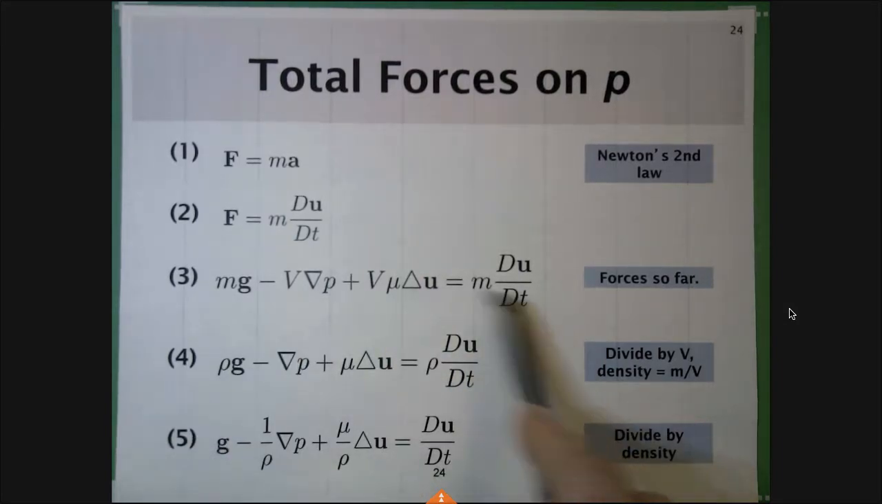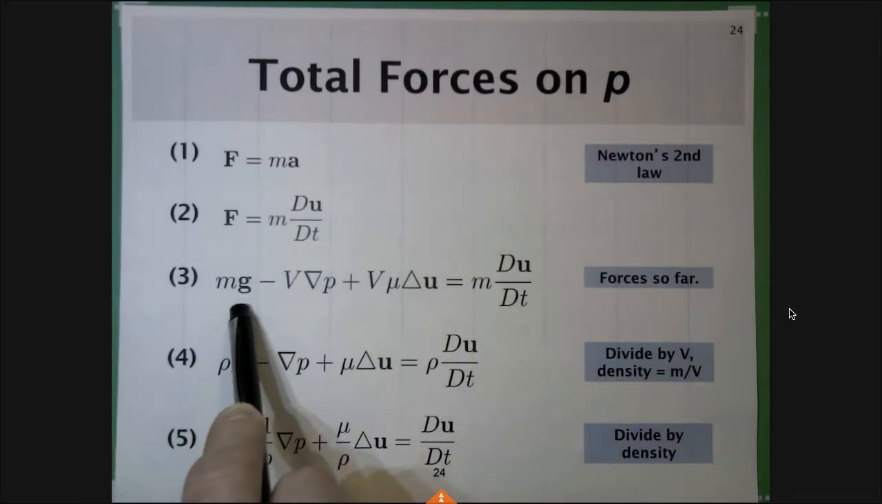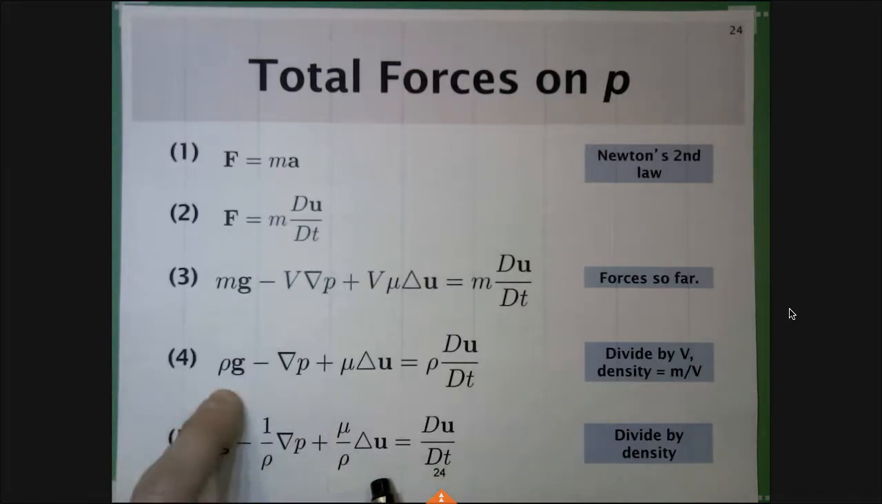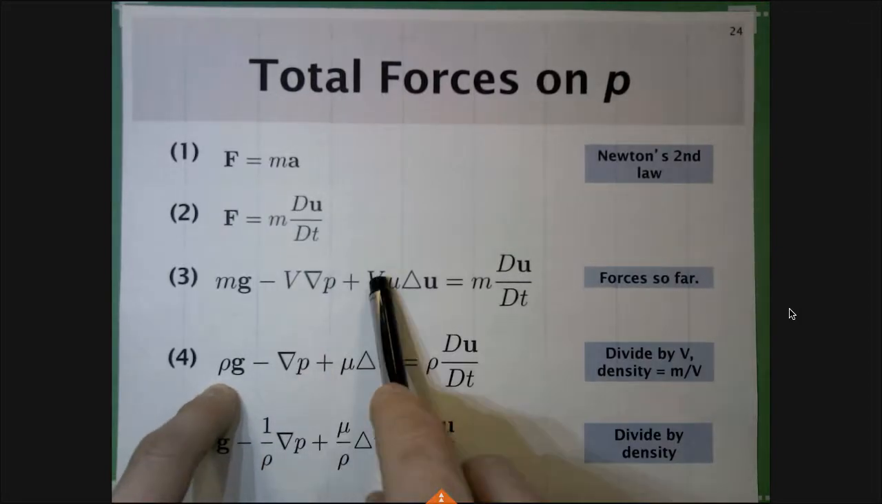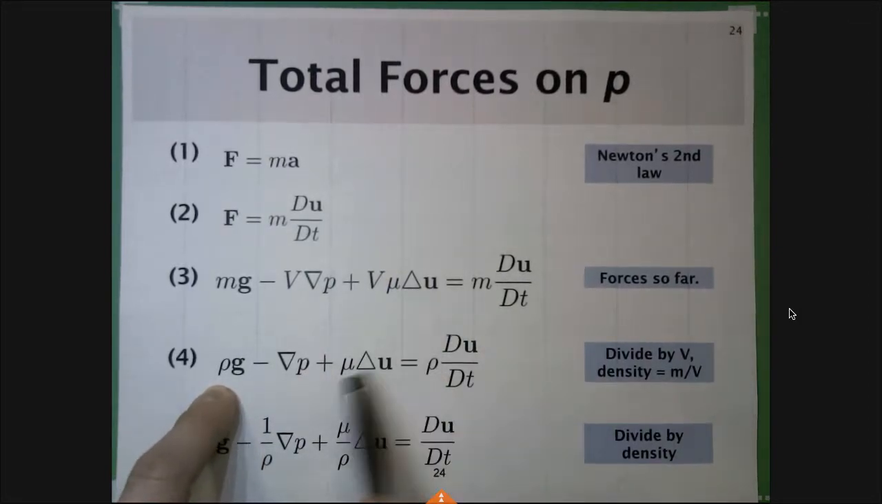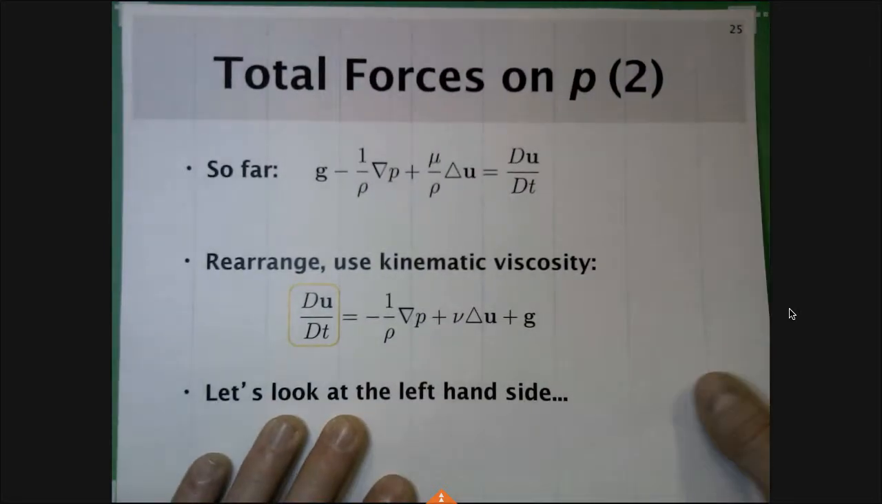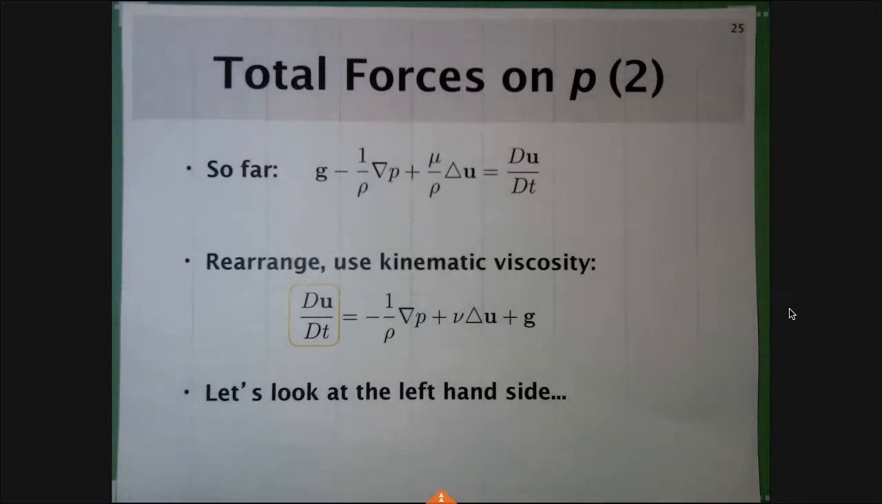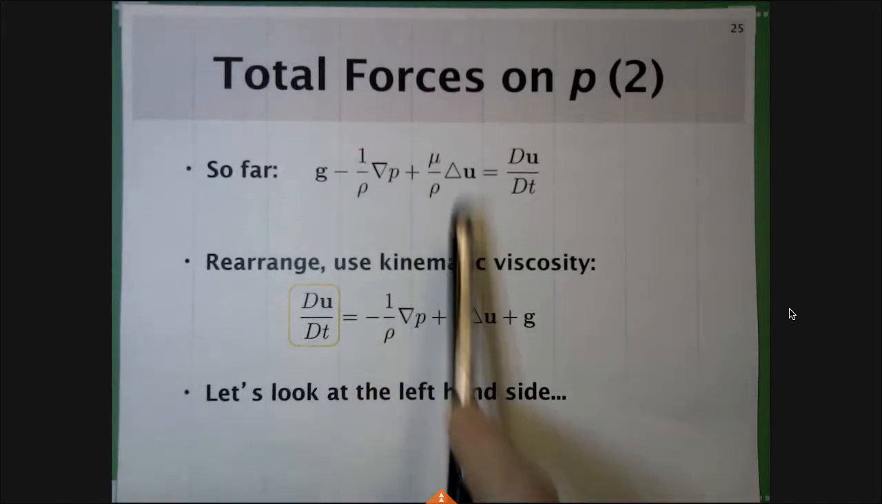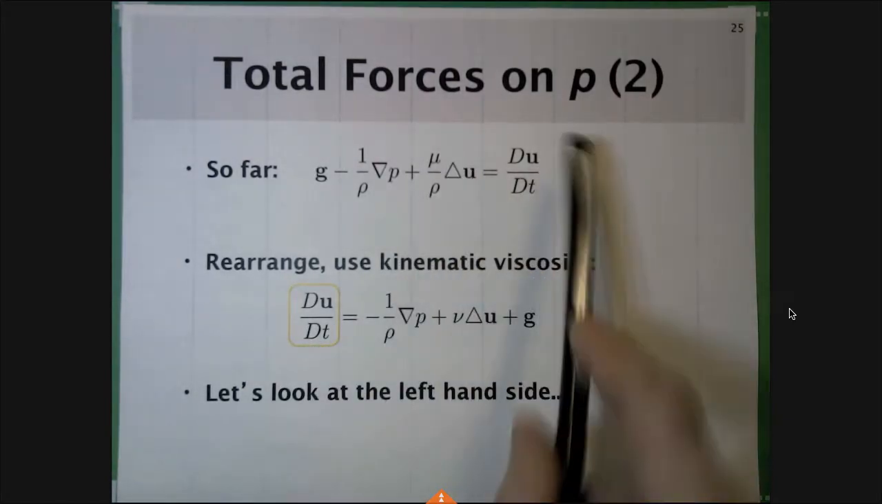So what we do now, we divide by the volume. If we do m over v, we get the density, rho. Here the v disappears, here v also disappears, and here we get rho. So that's how we get this. And now we can divide by the density, and we get this form. And that's almost already the first part of the Navier-Stokes equation.